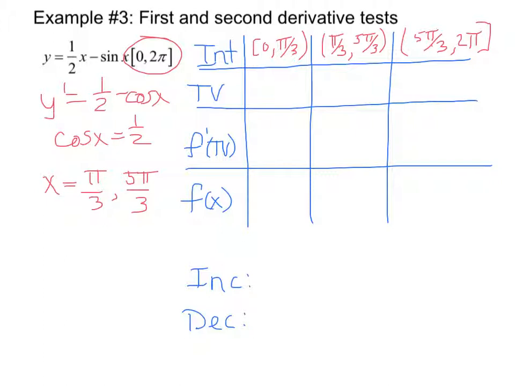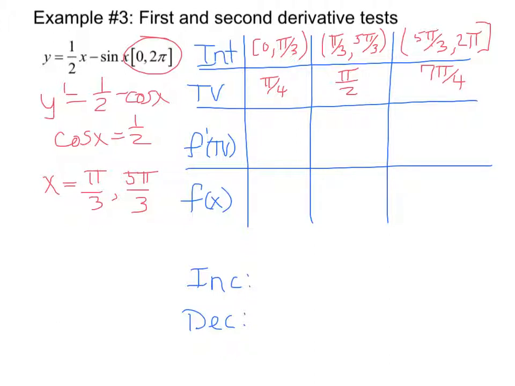Now with trig functions, be smart. Choose values that are special angles for your test values. For instance, between 0 and pi over 3, a good test value would be pi over 4. Between pi over 3 and 5 pi over 3, I would always use something on an axis if I could use it. So in this case, pi over 2 would be a great choice. You could have used pi if you wanted to as well. Between 5 pi over 3 and 2 pi, there's really limited choices in this one. I'm going to go 7 pi over 4.